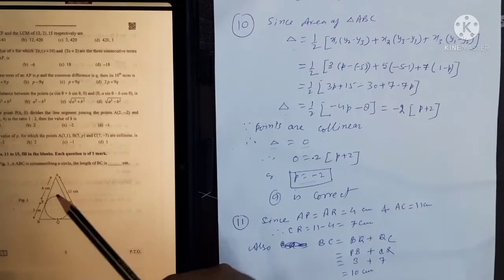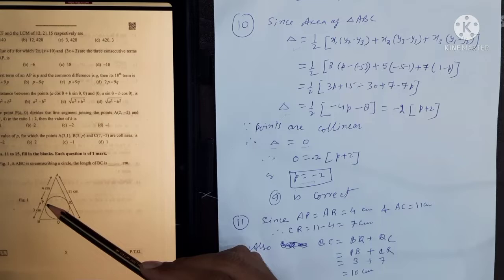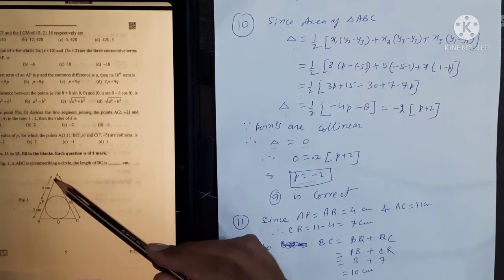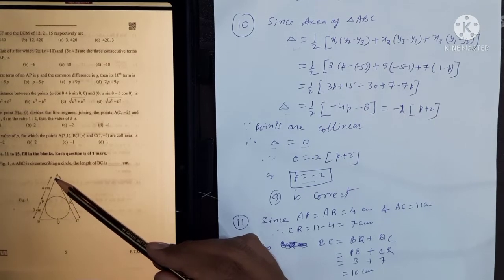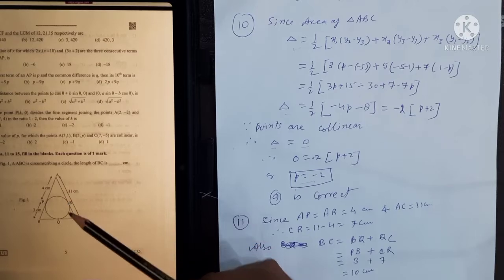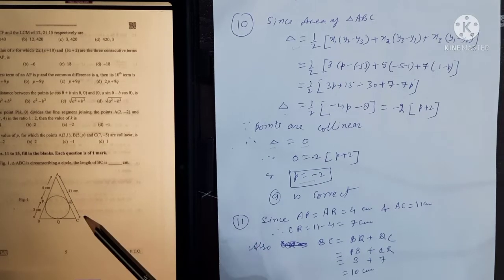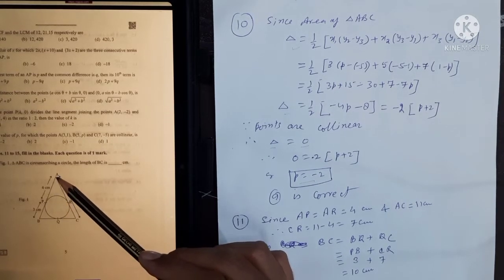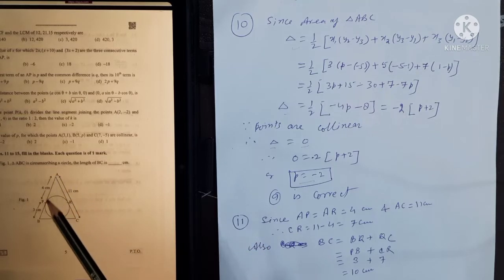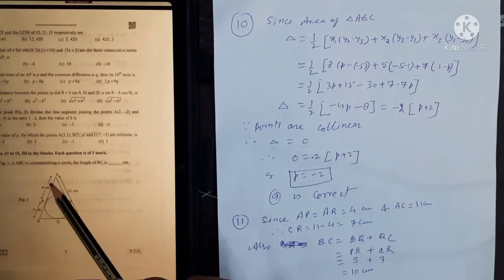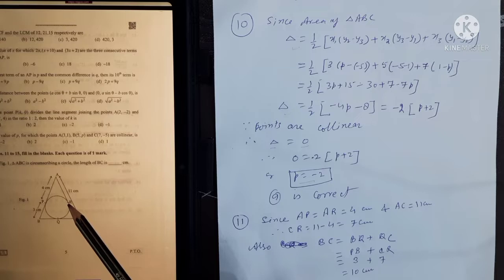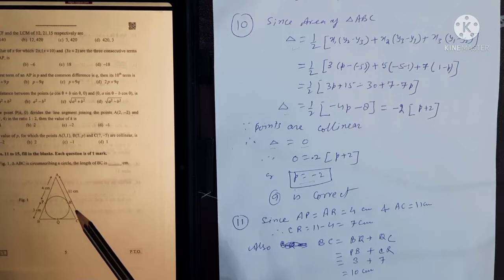For question number 11, we know that for a circle, tangents from a single point are always equal in length. We know the length of AC is 11. So from point A to P it is 4 centimeter. So A to R will be 4 centimeter. Since AR is 4 centimeter, the remaining RC will be 7 centimeter.